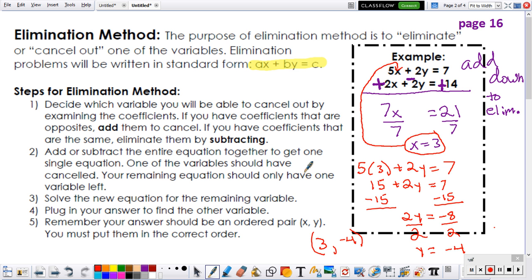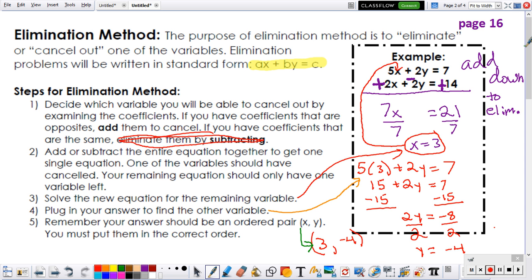So what I'm going to do is I'm just going to go down these and show you how we really did follow these. I don't eliminate them by subtracting. We are always going to add down. If that means we have to change all the signs, we're going to change all the signs. We are going to add together or subtract, because here it was like subtracting, the entire equations together to get one single equation. One of the variables should have canceled. So right here we had 7x equals 21. We solved for the remaining variable. Then we plugged that in. And then we wrote our answer in an ordered pair.